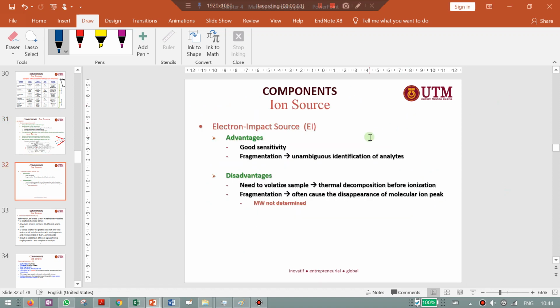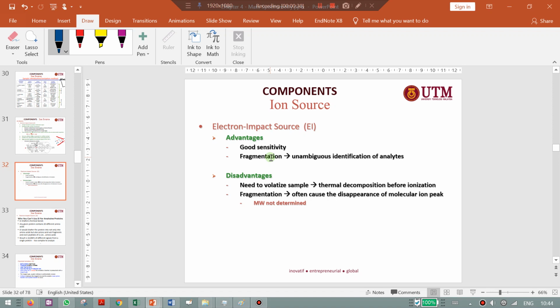Alright, for the electron impact source, here are the advantages and disadvantages. Electron impact source has very good sensitivity. It can produce fragmentation, a lot of fragmentation. The fragmentation can provide good information on the functional groups, which can provide accurate information of a lot of interest. Right, the disadvantage of the electron impact source is the sample needs to be volatilized.